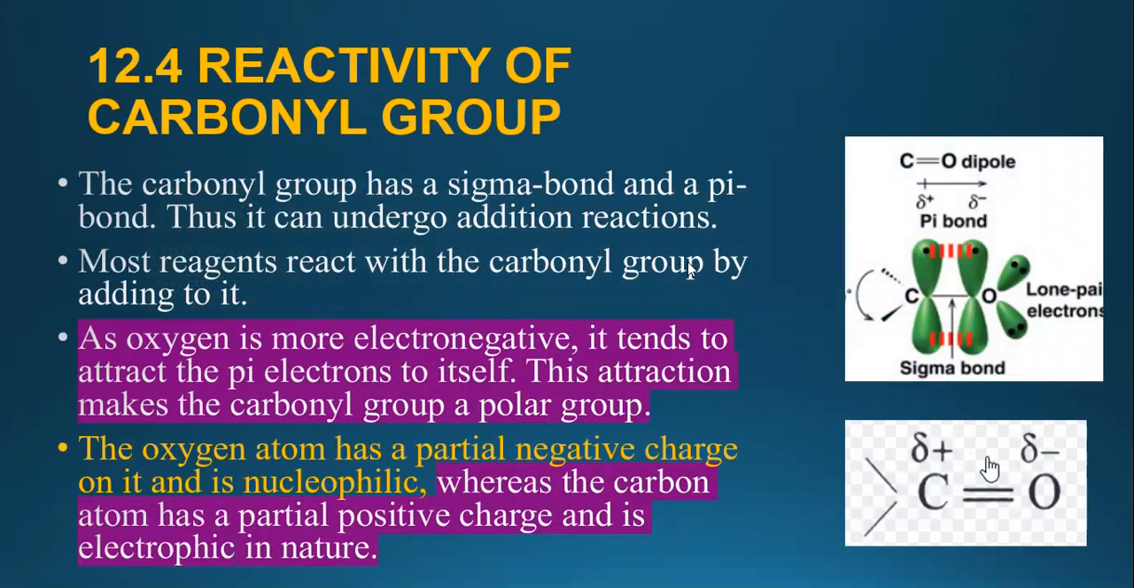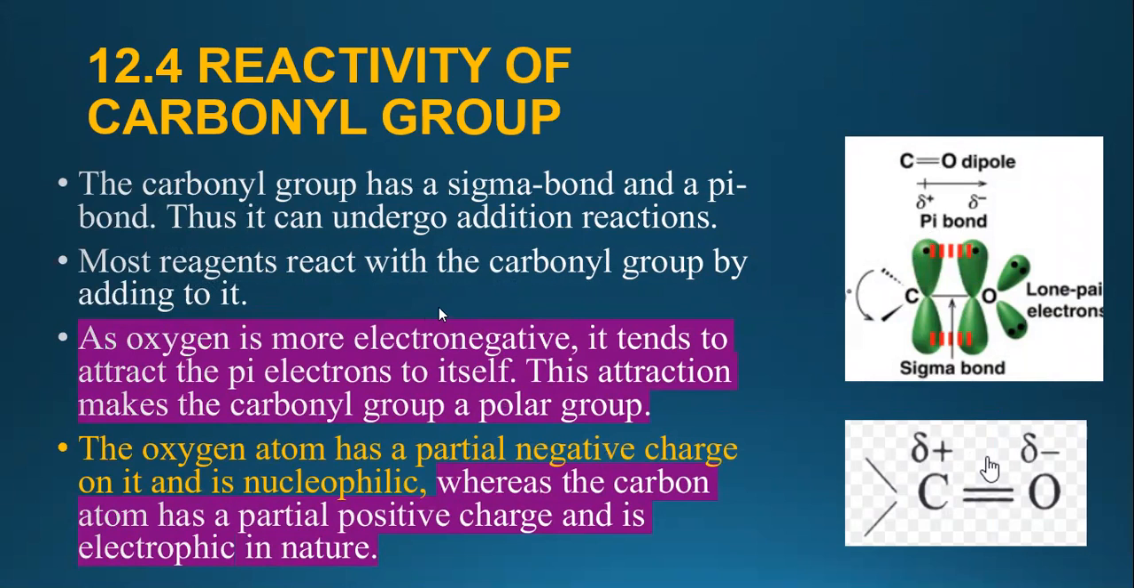Now you will see the different types of reactivity of the carbonyl group. You can see that in a carbonyl group, the carbon makes a double bond with the oxygen atom. In a double bond, one bond is a sigma bond and the other is a pi bond, and the pi bond is formed by the sidewise overlapping of p orbitals. So in a carbonyl group, two types of bond exist between them: the sigma bond and the pi bond.